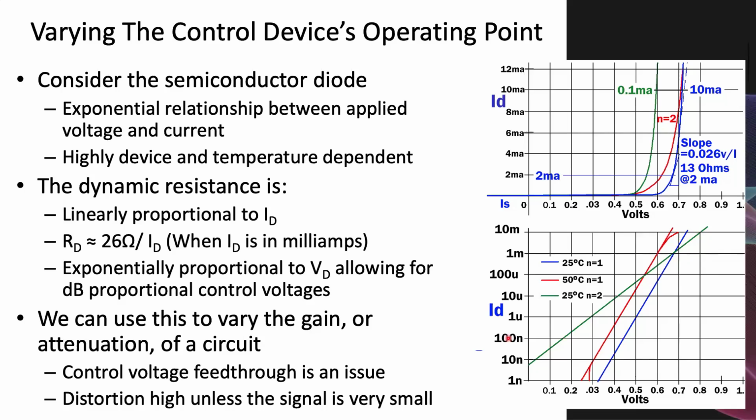However, we can use this to vary the gain or attenuation of a circuit, but there are 2 big issues. One is that the control current or the control voltage is immediately visible to the output, so control voltage feed through is an issue. And unless you make the signal very, very small, you actually get quite a high level of distortion. You can see here, you're looking at tens of millivolts really to have low distortion.